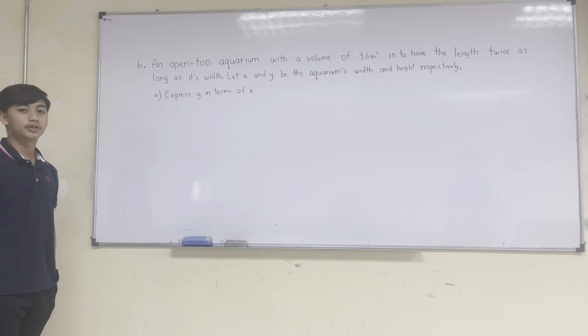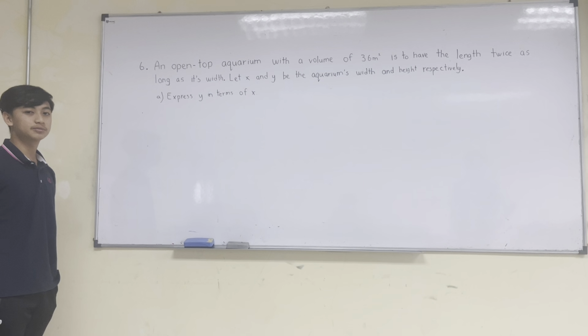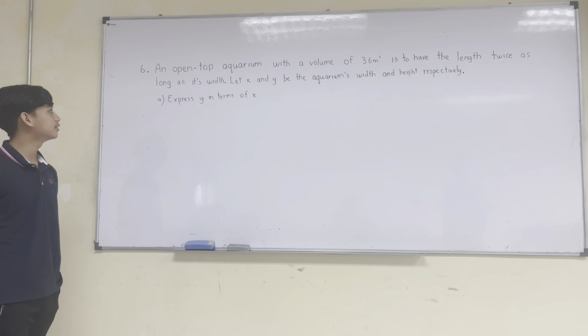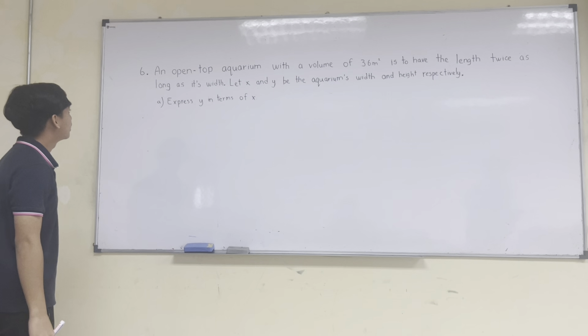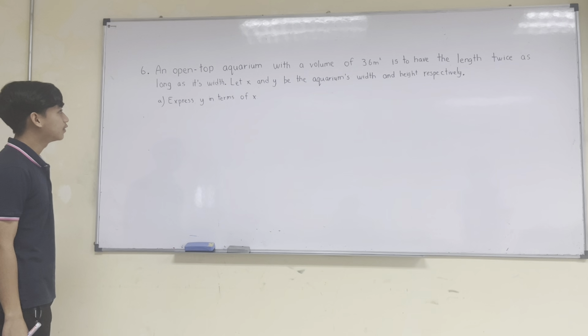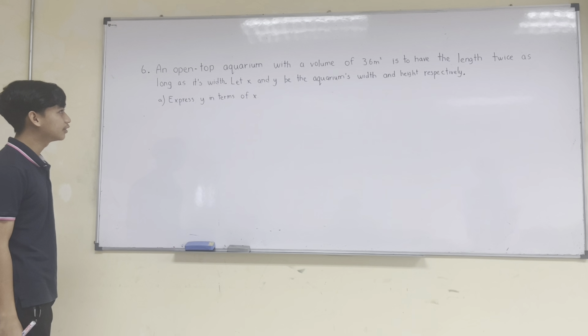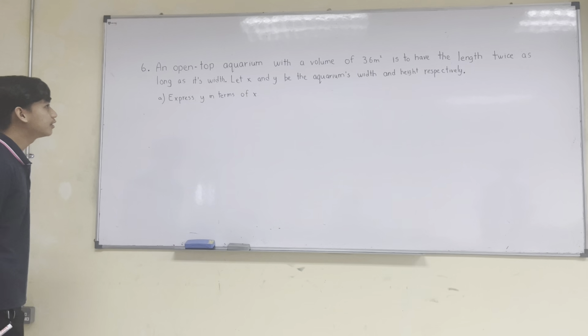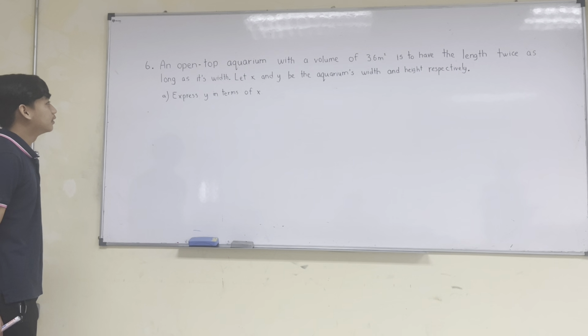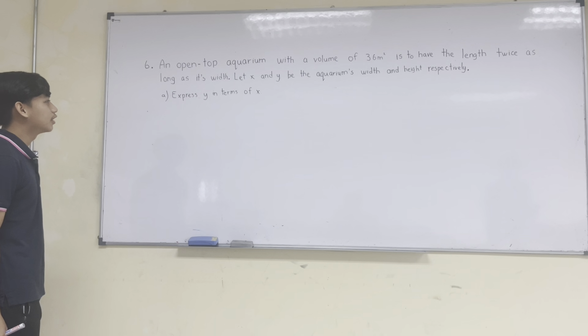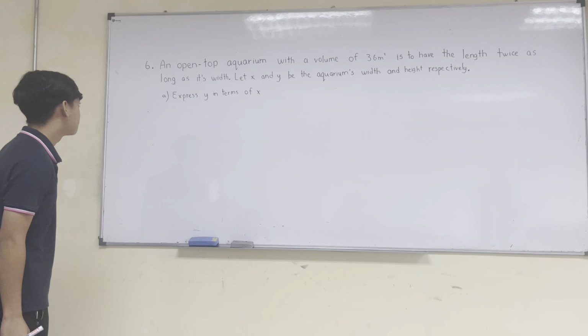So today we will discuss assessment 3 question 6. Look at the question. An open top aquarium with a volume of 36 meters square is to have the length twice as long as its width. Let X and Y be the aquarium width and height respectively.